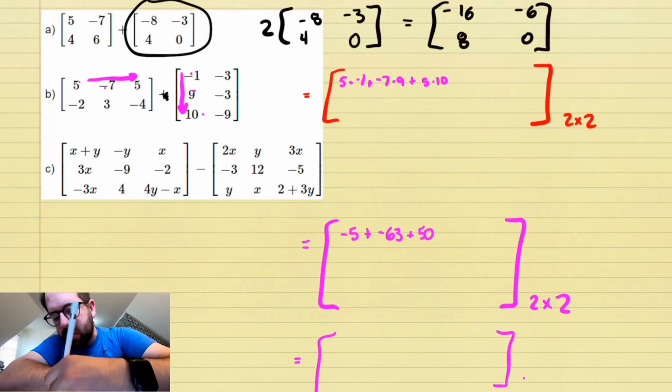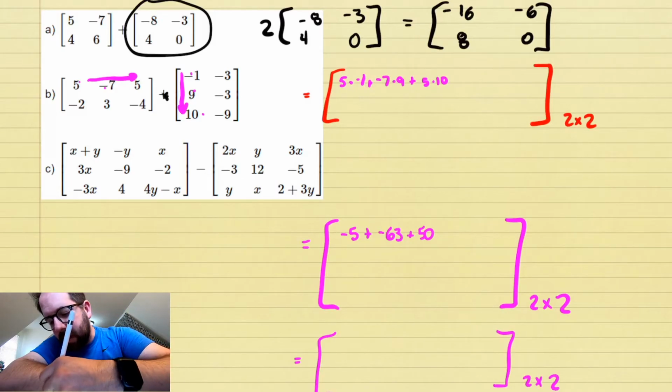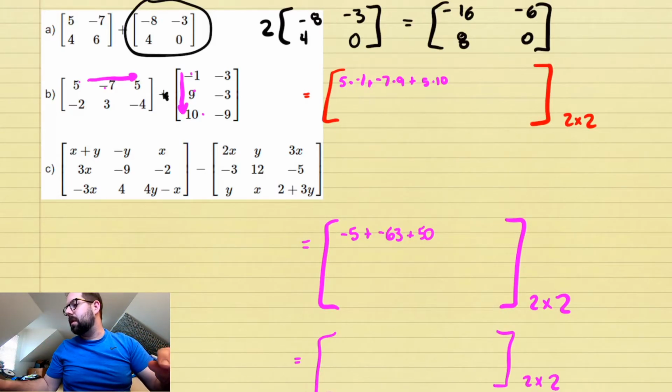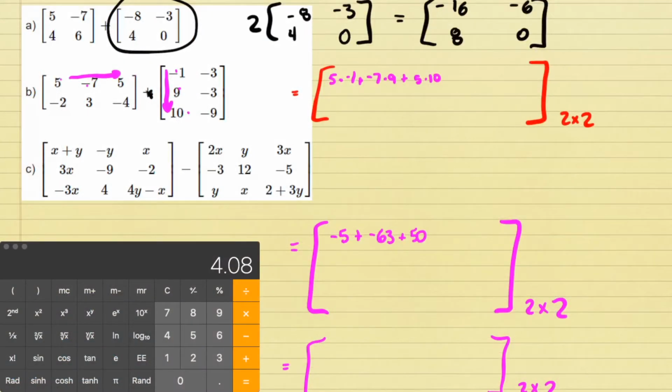So that first entry in the 2 by 2 matrix, if you type it in a calculator, sorry, still had some numbers typed in my calculator. So -5, so 5 and it's negative. I'm going to add that to the 63 that is negative, and then I'm going to add a 50. So I got -18. That's that number in the upper left corner.